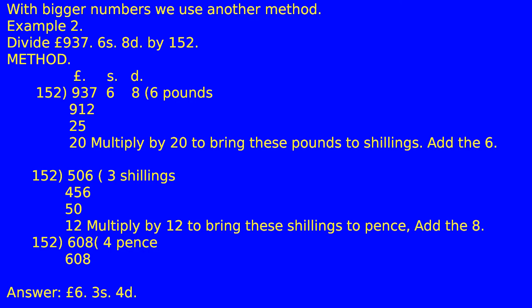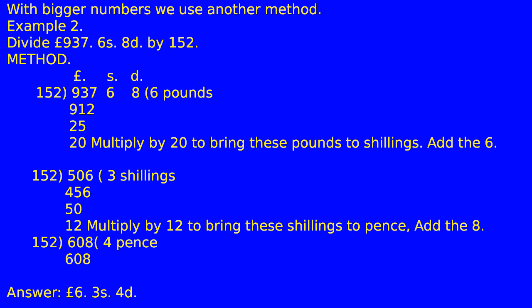Example 2. Divide 937 pounds 6 shillings 8 pence by 152. Method: pounds, shillings, pence. 152 into 937 goes 6, with 25 pounds over. Multiply by 20 to bring these pounds to shillings. Add the 6.